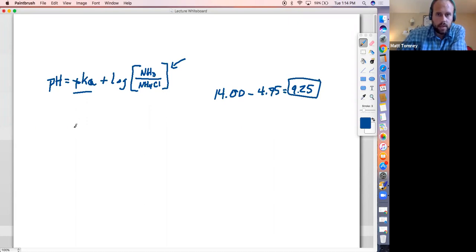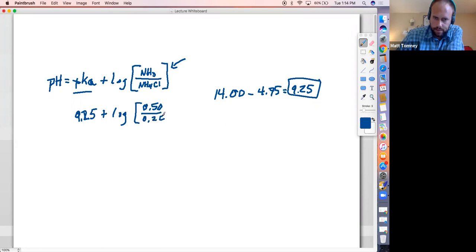Okay, I finished this in, I don't know, 3 minutes with explaining it in more detail and pausing to mention things. So all you had to do was take 9.25 plus the log of, now the concentrations I'm just going to tell you, but they were back in that equation. The concentration for the base, the NH3, was 0.5. So you would have put that up here. And then the concentration for the conjugate acid was 0.2. You put that into your calculator, you find that the pH was equal to 9.65.